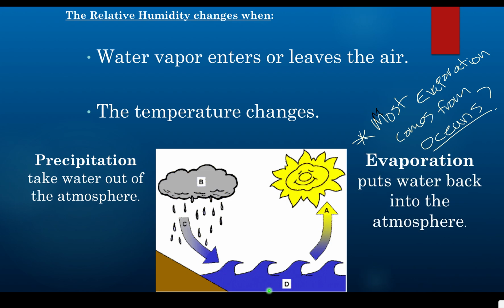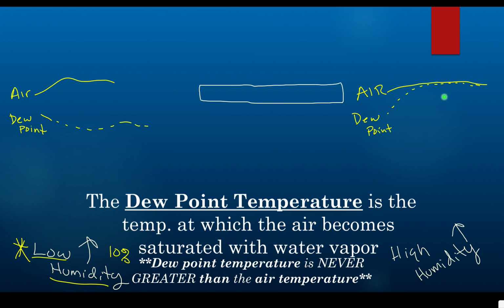Evaporation then occurs once the water finds its way back down to the surface, and that puts water vapor back into the atmosphere. So evaporation causes water vapor to enter the atmosphere. Precipitation causes water vapor to condense and fall back down to the surface. Most evaporation comes from our oceans. We did cover that a few units ago.